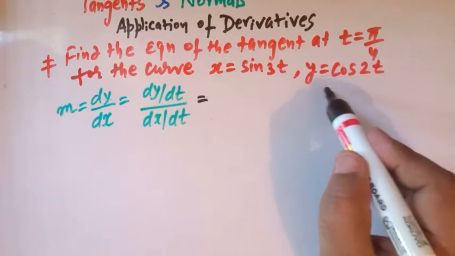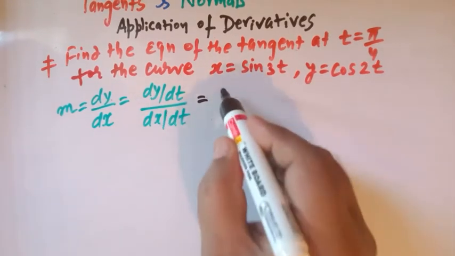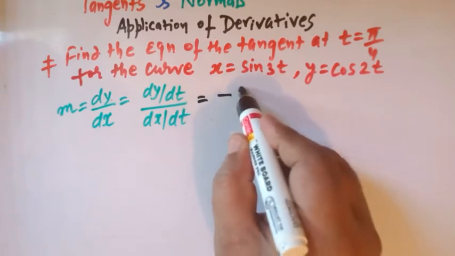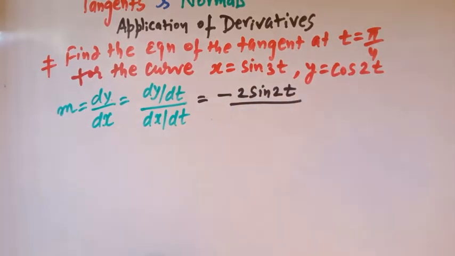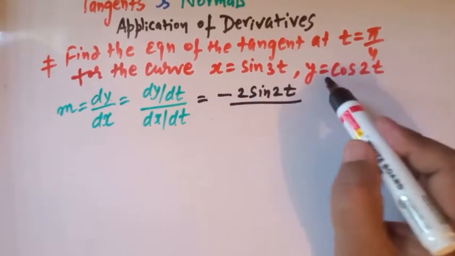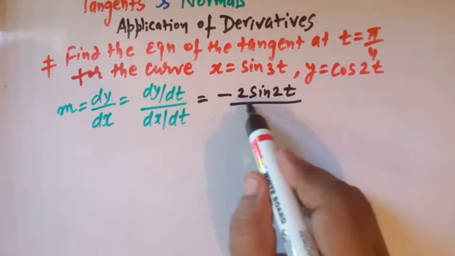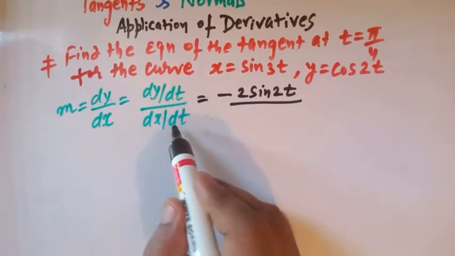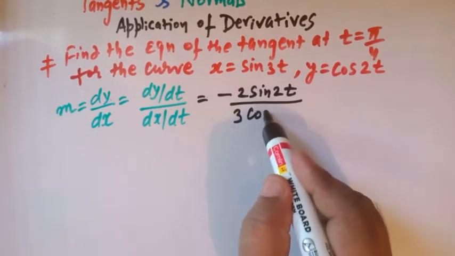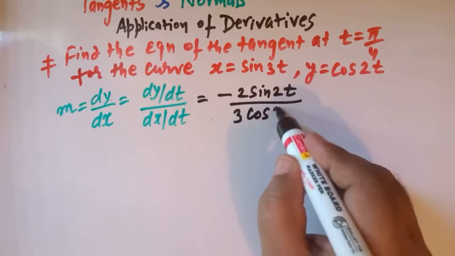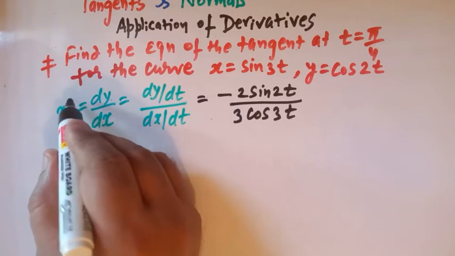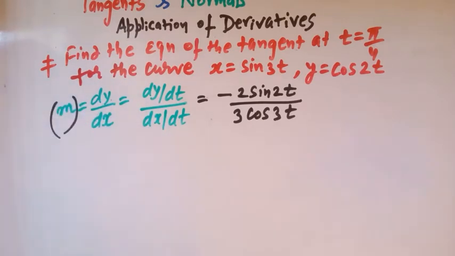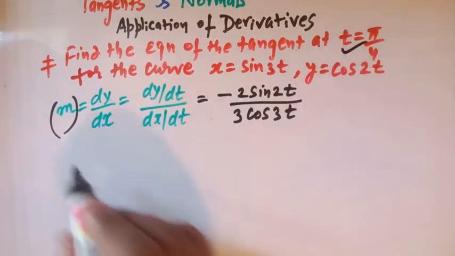So here we have y is equal to cos 2t. So dy by dt is minus 2 sine 2t. Clear? This is minus 2 sine 2t. The derivative of cos 2t is minus 2 sine 2t. And dx by dt is 3 cos 3t. Clear?